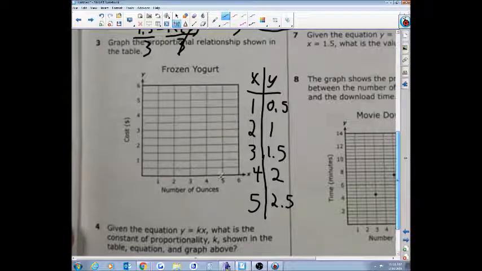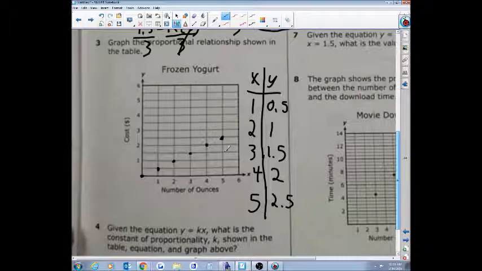So this is our X. X is our horizontal, Y is our vertical. So when X is 1, Y is a half, 0.5. You'll notice this is broken into 2 sections here. So that's a half. So when X is 2, Y is 1. When X is 3, Y is 1.5. When X is 4, Y is 2. When X is 5, Y is 2.5. And you can see, since this is a proportional relationship, it would go through, oh, when X is 0, also 0 ounces costs $0.